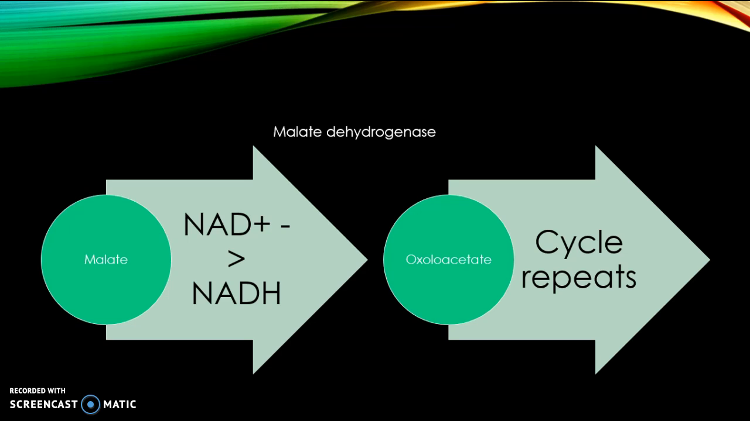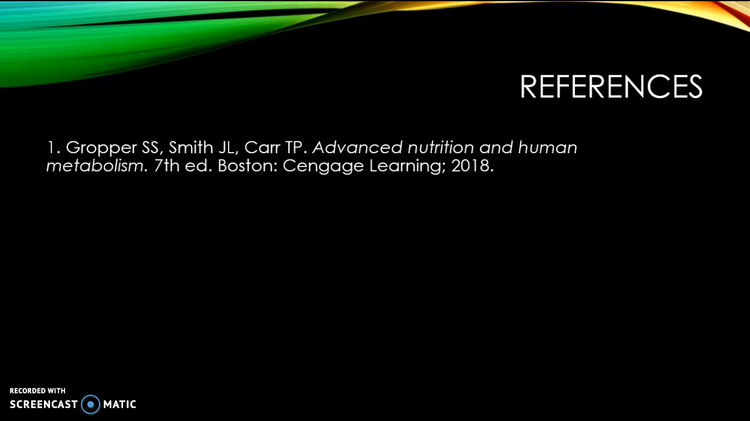That malate, we get another reduction of NAD plus to NADH, and the malate dehydrogenates, then goes back to oxaloacetate, and this is where the cycle begins, and we repeat the cycle.